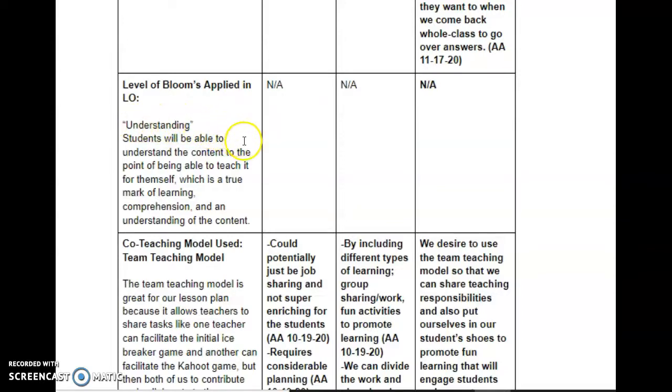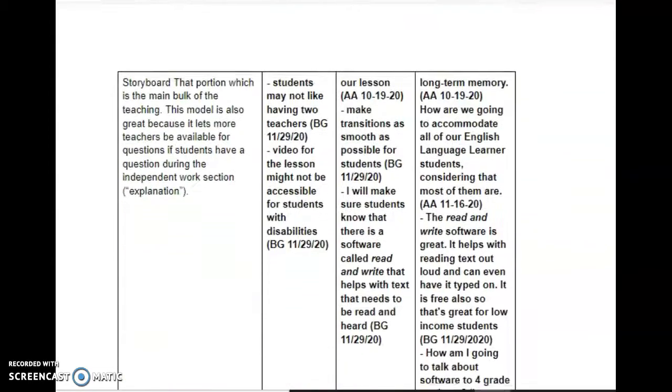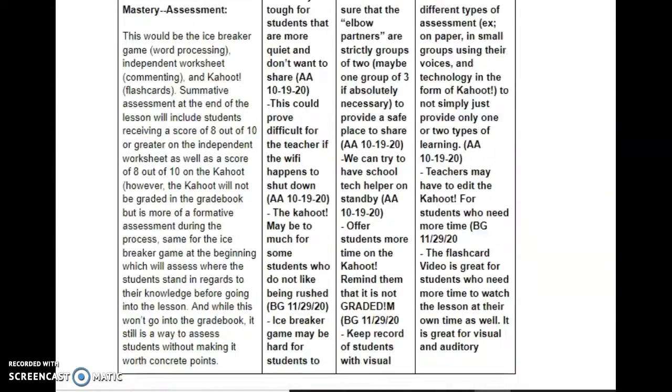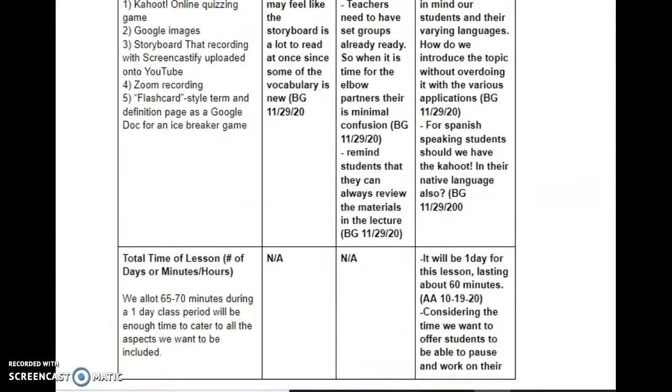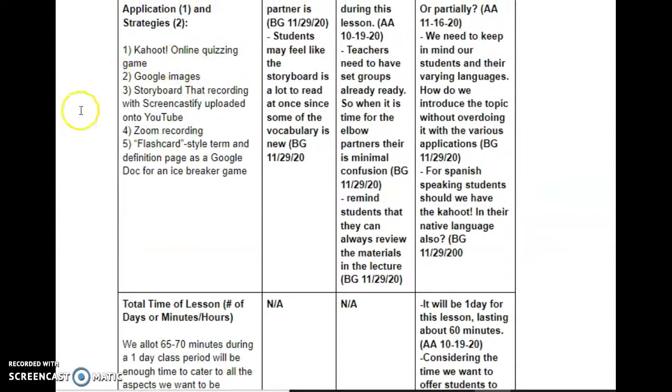So students will be able to understand the content to the point of being able to teach it for themselves, which is a true mark of learning comprehension and understanding of the content. And so our application of strategies, this right here shows some of the parts that I did want to talk about today about the lesson plan that I did enjoy.